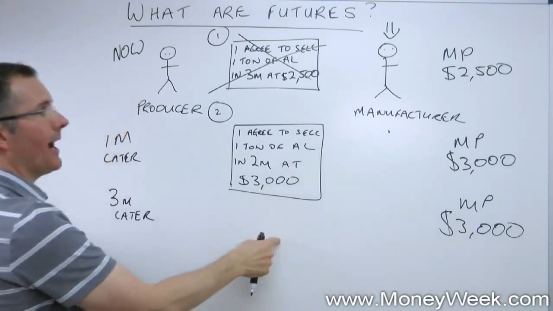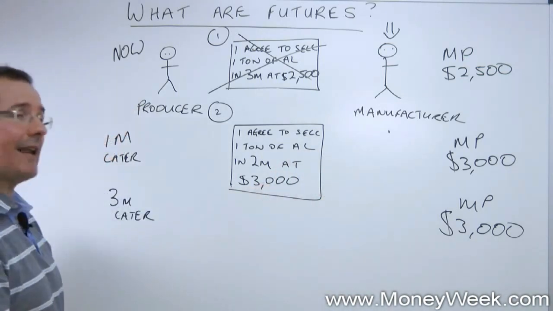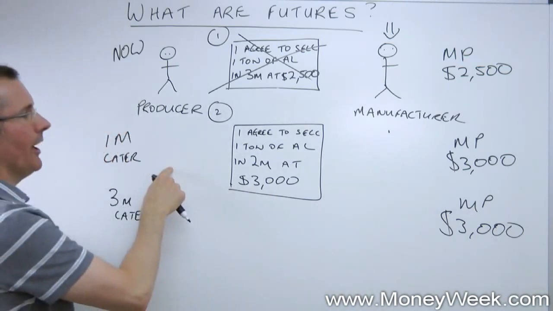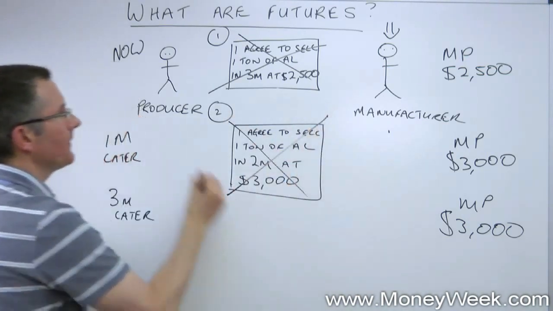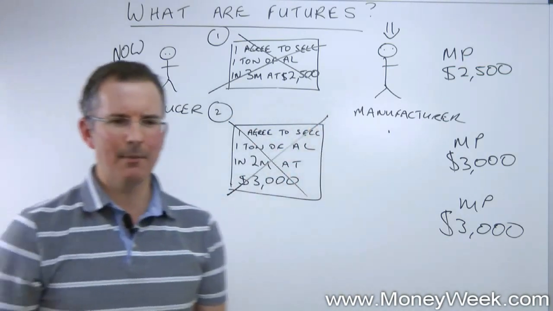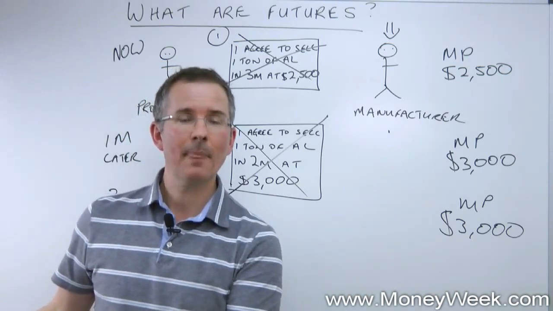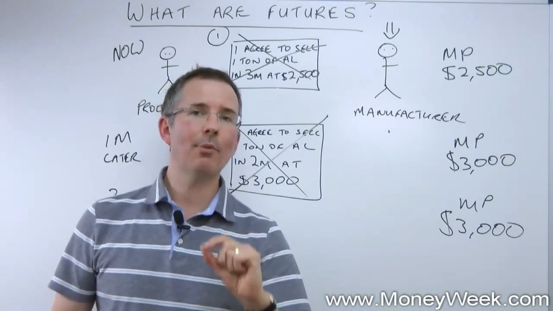But now the second contract kicks in, so the manufacturer turns the same tonne of aluminium straight round and delivers it back to the producer for $3,000, honouring that contract. And the producer thinks, well, I don't want a ton of aluminium, and sells it for $3,000, the market price. Okay? Now that is one way of sorting out these two contracts, but frankly, why would you bother?